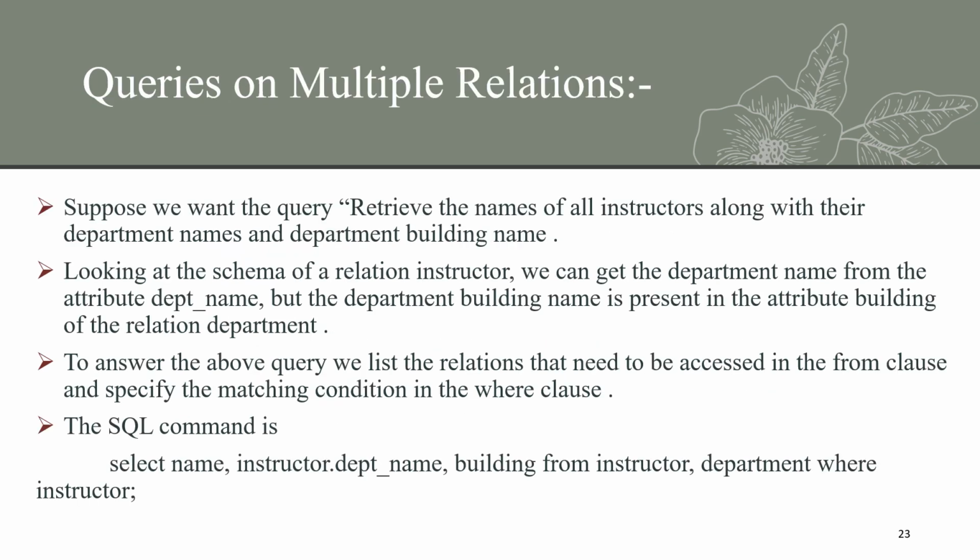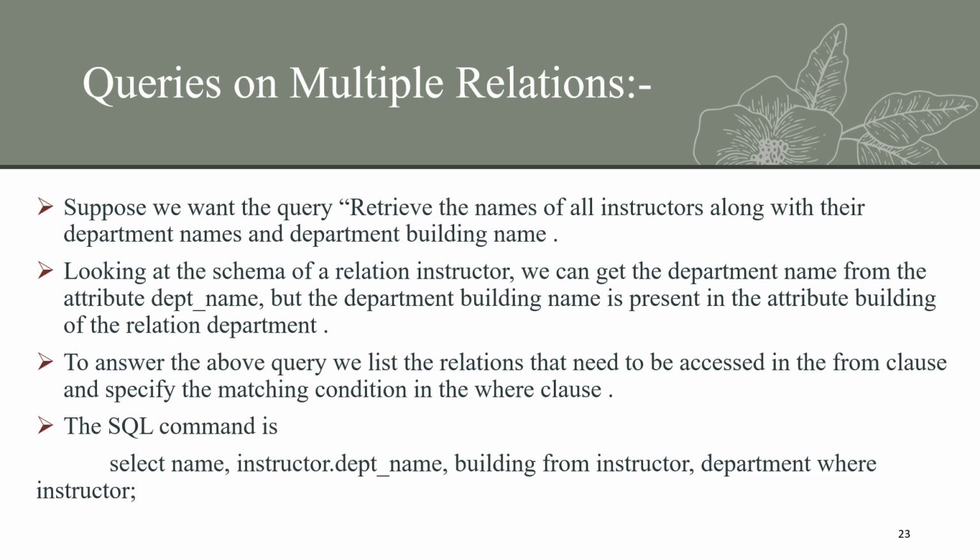Queries on multiple relations. Suppose we want to retrieve the names of all the instructors along with their department names and department building names. Looking at the schema of the relation instructor, we can get the department name from the attribute department name, but the department building name is present in the attribute building of the relation department. To answer the above query, we list the relations that need to be accessed in the from clause and specify the matching condition in the where clause.